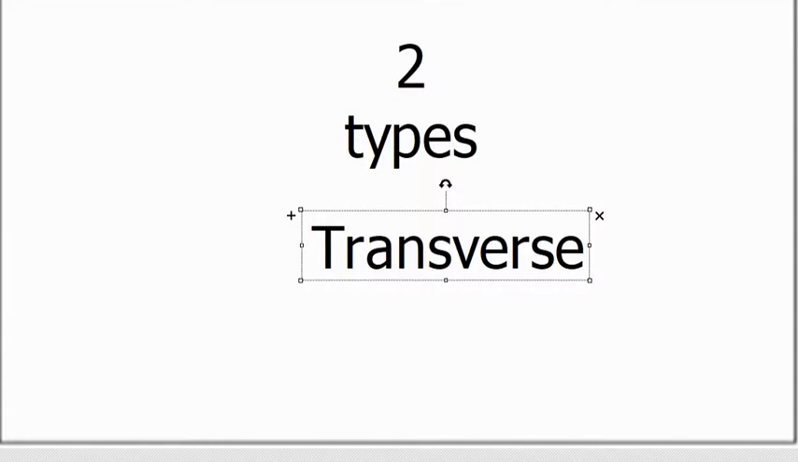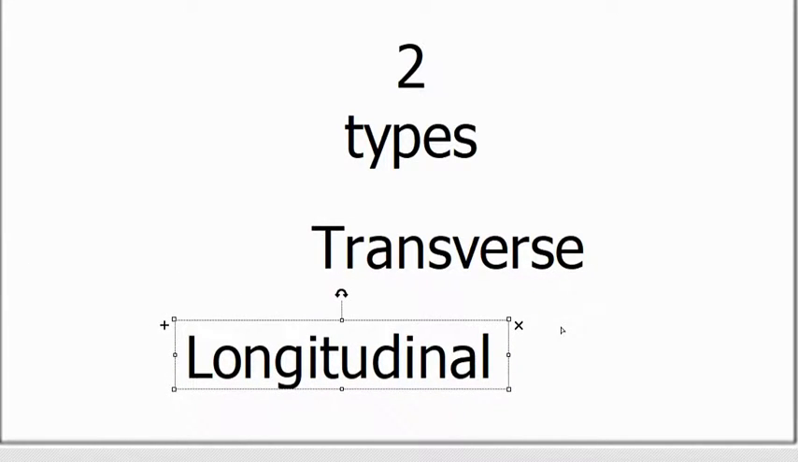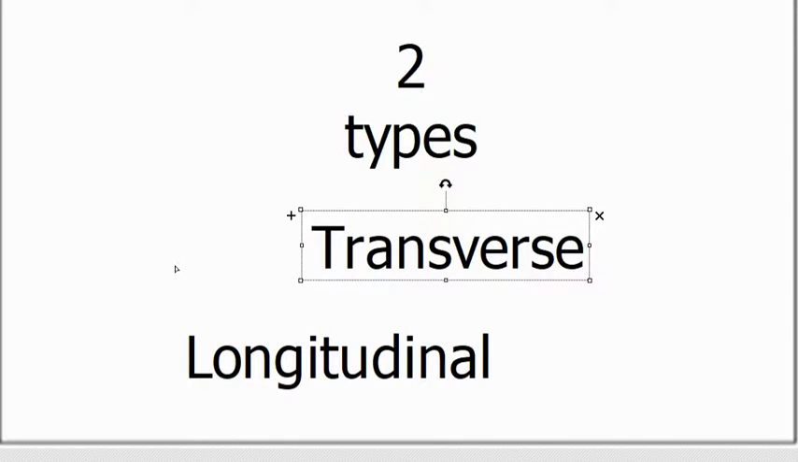There are two types of waves: transverse waves and longitudinal waves. Each of these waves are different in several ways. A longitudinal wave is a wave in which particles of the medium move in a direction parallel to the direction that the wave moves. A transverse wave is a wave in which particles of the medium move in a direction perpendicular to the direction that the wave moves.